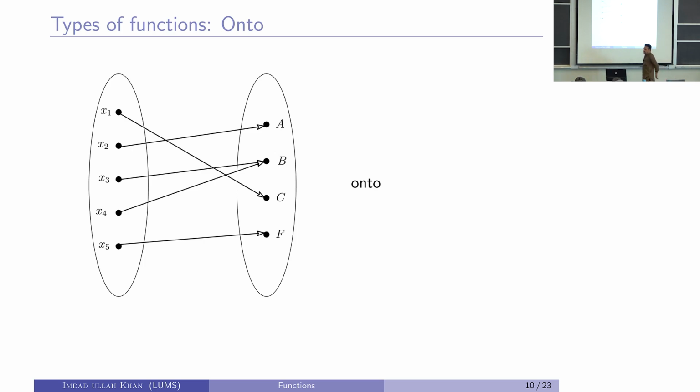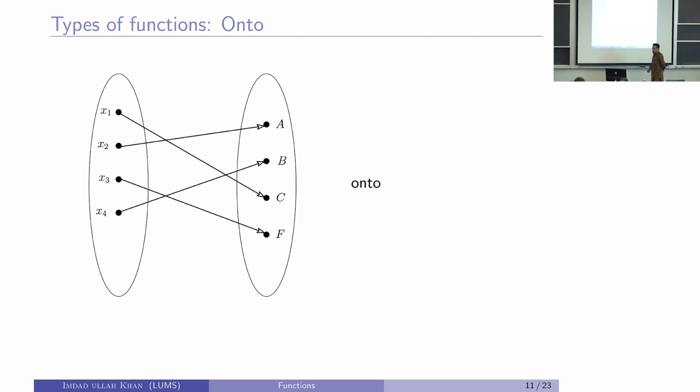Okay, so this function is onto. Is this function onto? Yes, why? Because A, B, C, F, everybody has at least one incoming arrow, right? This one is onto. B has two incoming arrows. It's not one-to-one. B having two incoming arrows means f of x3 is equal to f of x4. It's not one-to-one, but it is onto. This function is both one-to-one and onto, right?